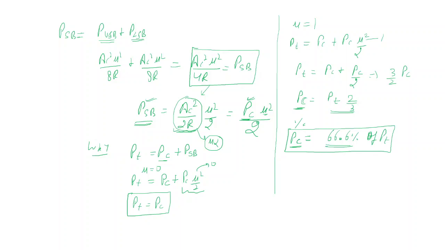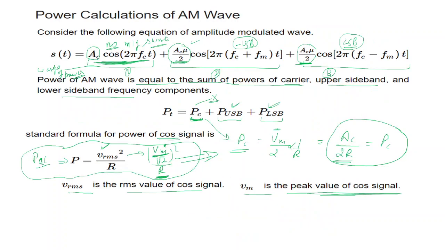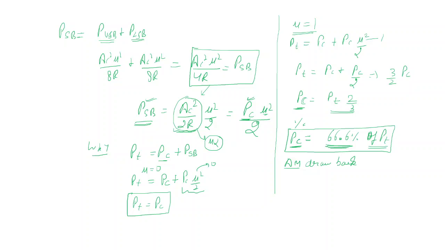So that is the major drawback of this amplitude modulated wave, because 66.6% of the total power is going to be wasted in the carrier power when mu becomes equivalent to 1. So that's why, when you're talking about amplitude modulation, a lot of power is going to be wasted because of the carrier. You can see here, 66.6% of the power is wasted when we are talking about the transmission of the amplitude modulated wave.